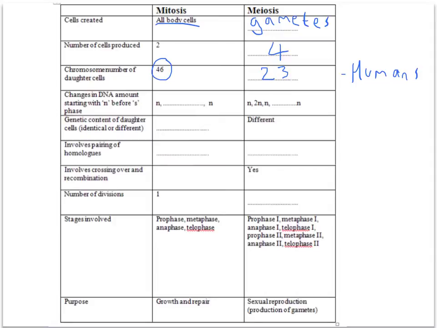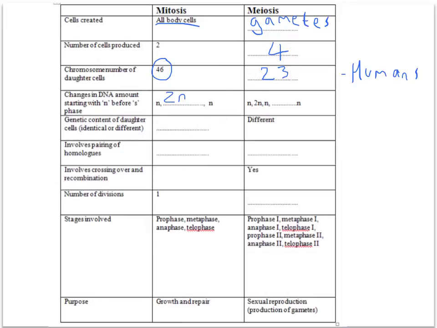Change in the DNA amount starting with N before the S phase. So before S phase, during interphase, where the DNA replicates. In mitosis, we start off with N, whatever that be, and then after interphase, that's going to go to 2N. Then after the mitotic cell split, that's going to go back down to N.